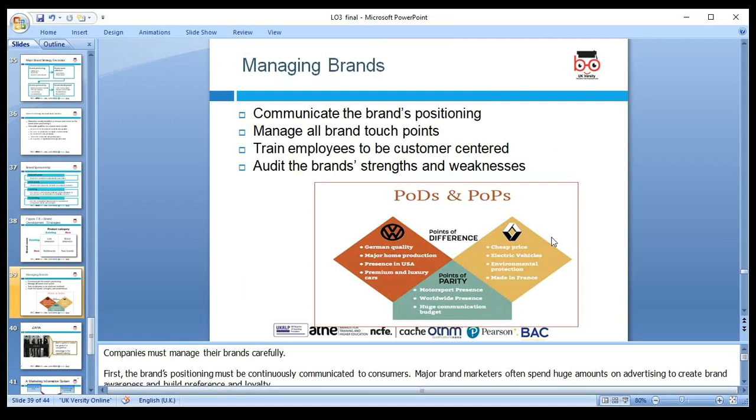Yes, brand is very important because if we use a slogan, we develop our brand and then we can focus on it. Then customers can be loyal to the brand. Yes.